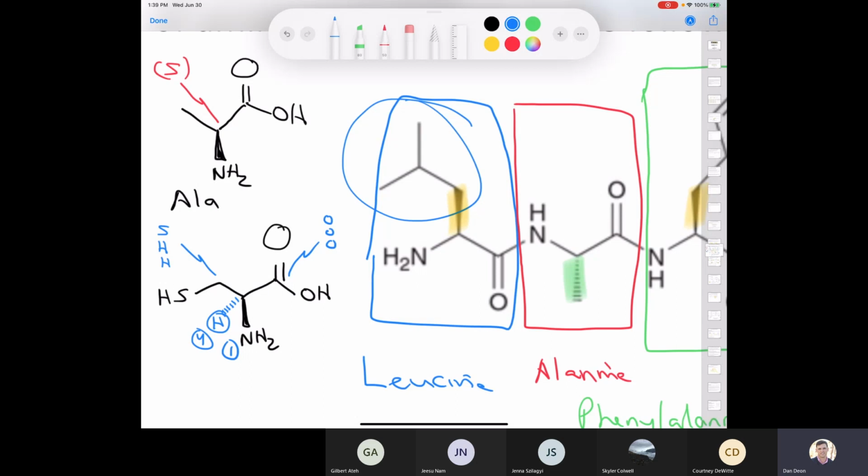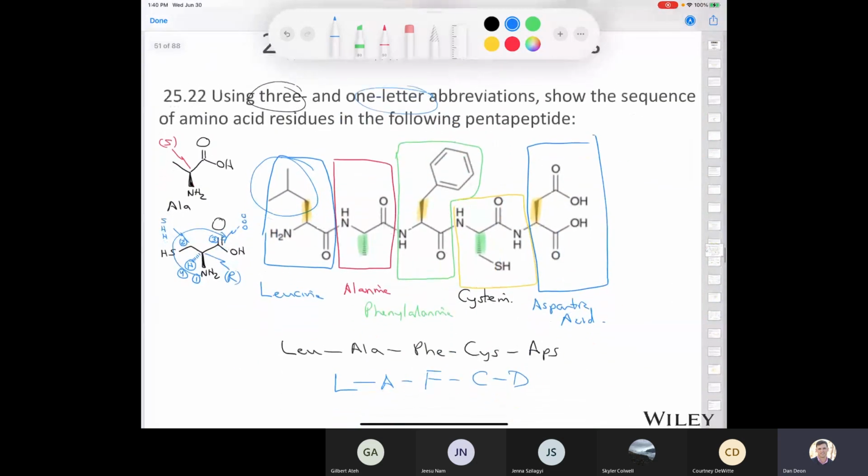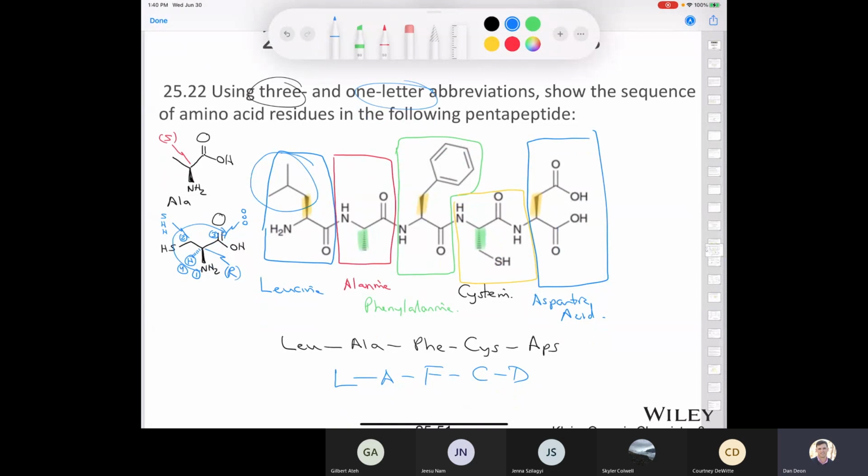Well, sulfur has a higher atomic number than oxygen, and so this is number 2, and this is number 3. So you go like this, which is clockwise, and so the stereochemical configuration of cysteine is R. It's the only one that has the R configuration. You don't believe me? You can go through the list and prove it to yourself, but it's the only one that has the R configuration.